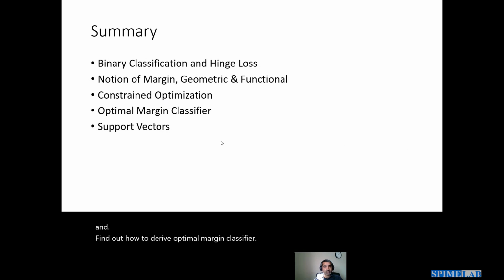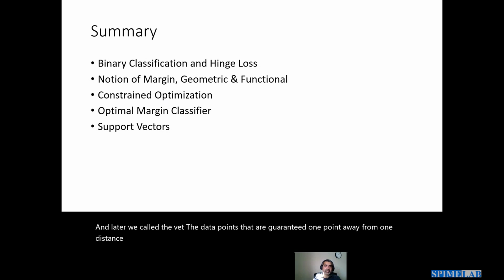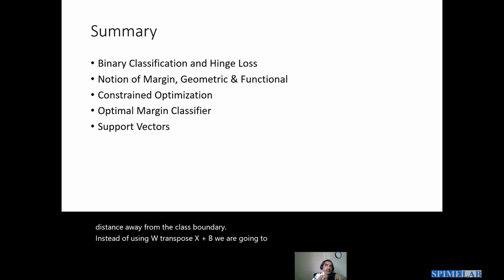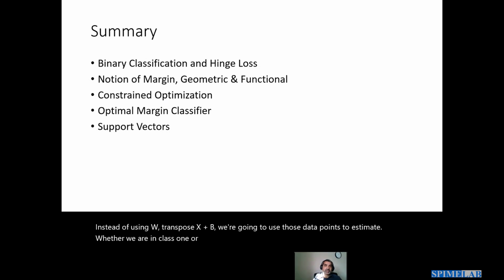And later we called the data points that are guaranteed 1 distance away from the class boundary. Instead of using W transpose X plus B, we are going to use those data points to estimate whether we are in class 1 or 2, -1 or +1, and that is going to give us the luxury of having a safety bound for the test data.